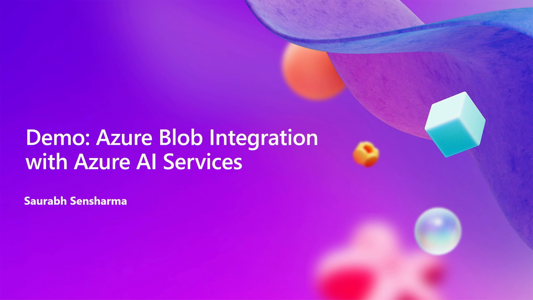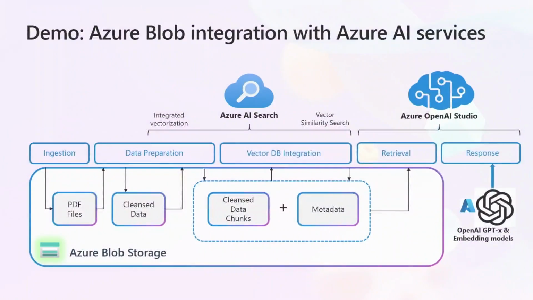So in this demo, we are going to talk about how blob storage deeply integrates with Azure AI services, right? Just to give you a sense of the setup here, this is a familiar diagram that Vamshi walked through. But what we've done is we've now put AI Search as the vector DB. OpenAI Studio is our orchestrator for retrieval and response. And obviously, all of this is powered by Azure OpenAI GPT 3.5 and embedding models. So let's dive in. I'm just going to switch to our demo screen here.